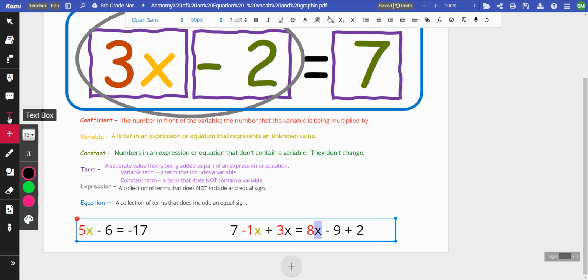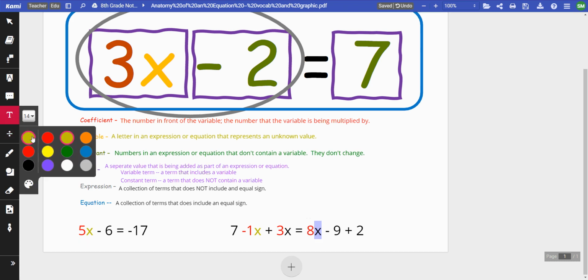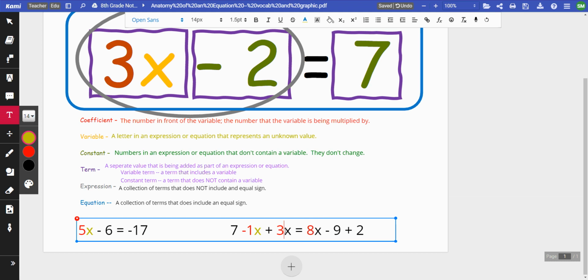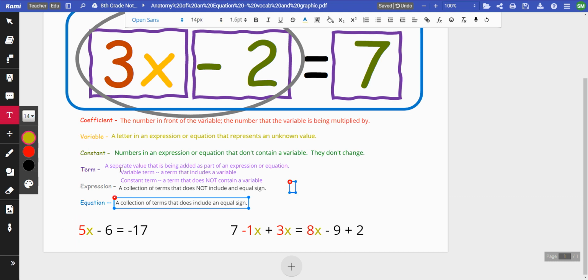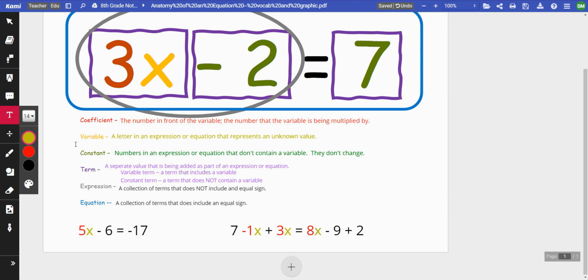So, oops, I should still be in text box, shouldn't I? There we go. Turn. How come that's not working? Turn. There we go. Change. Okay, so there's all my variables turned sort of yellow. Maybe I should call that gold instead of pukey green. I like that better.